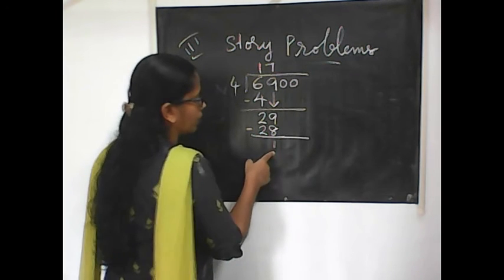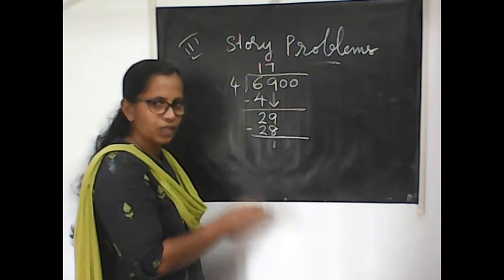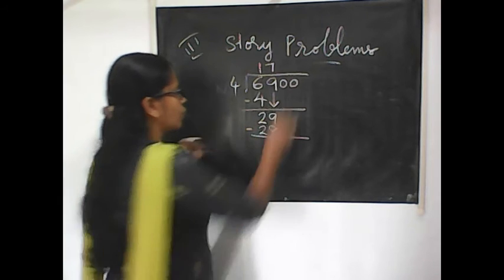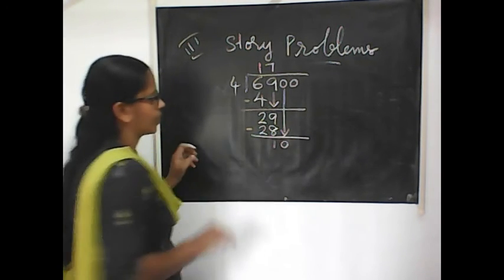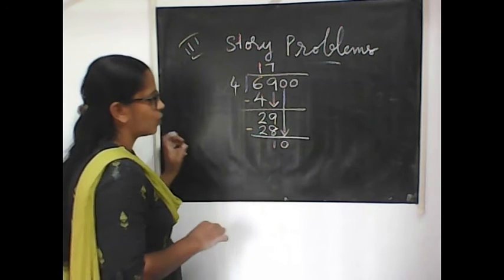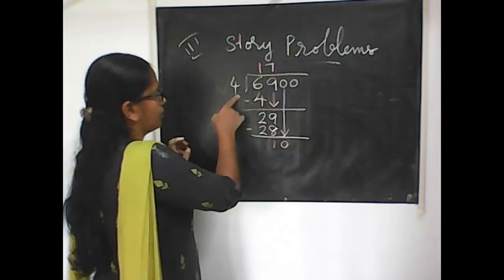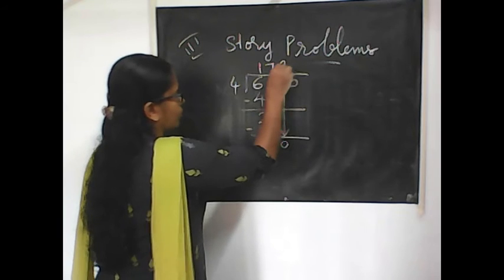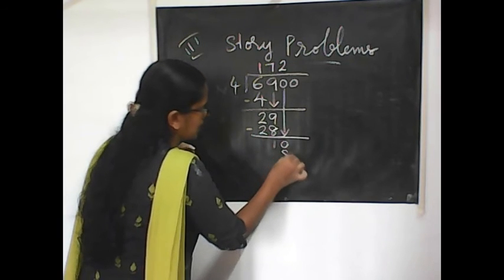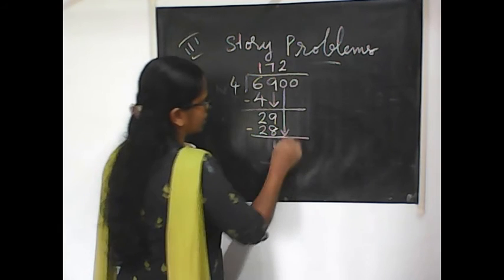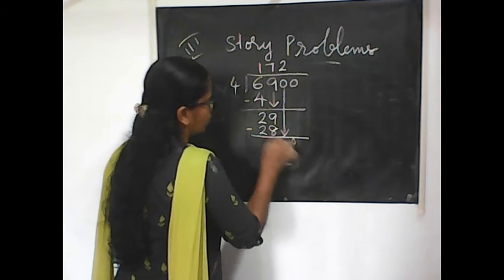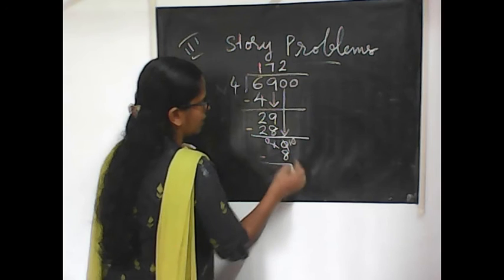Now you have only 1. You cannot take away 4 from 1, so bring down the next digit, that is 0. Now we got 10. From 10 you are going to take 4 at a time. 2 times, 4 2s are 8. You have to write 8 here. Okay, subtract 10 minus 8. Make it 10 by borrowing from here. So 10 minus 8 is 2.